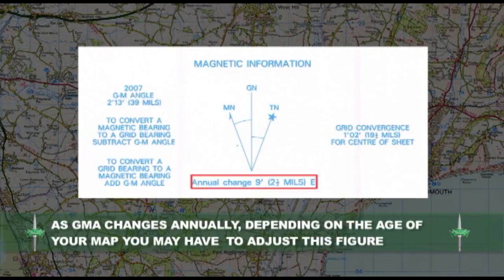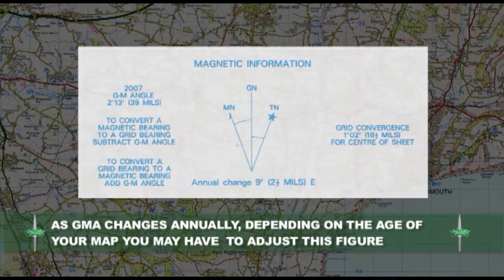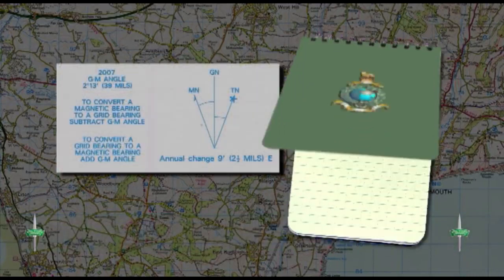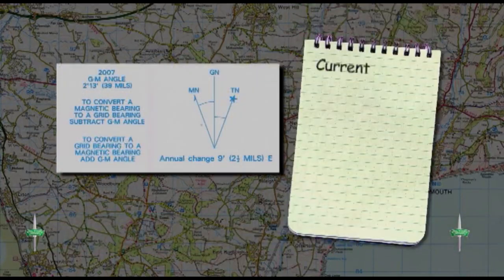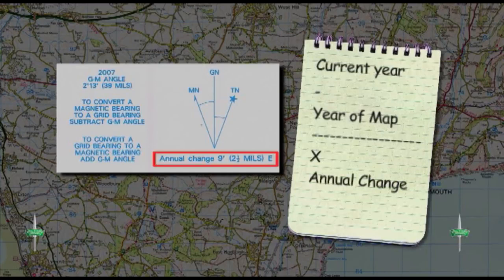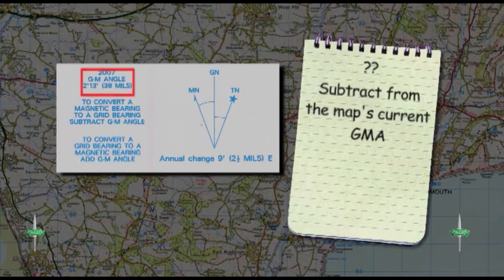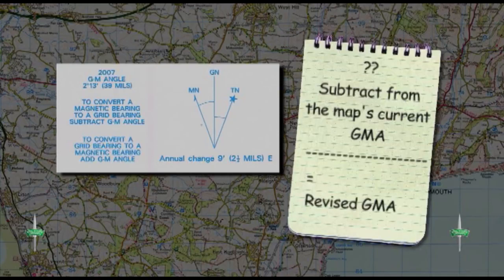As GMA changes annually, depending on the age of the map, you may have to adjust this figure. You do this by following this rule. Take the current year and subtract the year of the map. Then multiply it by the annual change shown within the GMA information. Now, subtract this figure from the map's current GMA. You will now have the correct GMA to use with that map.